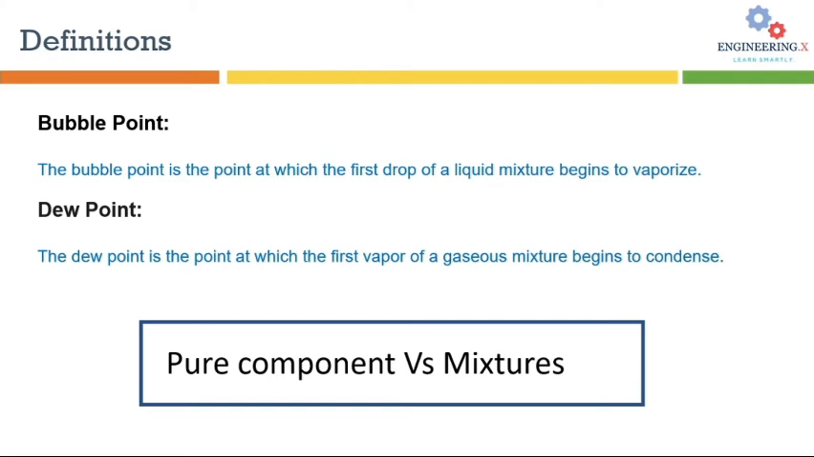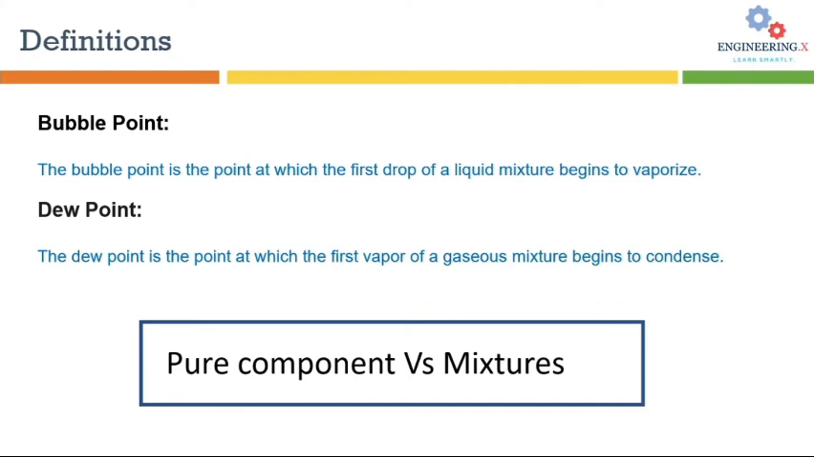But this is not true for mixtures. Mixtures have different bubble point and dew point because they have different vapor phase and liquid phase composition at a given temperature and pressure. When a mixture starts to boil, the vapor phase will be rich in concentration of the component with low boiling temperature. On the other hand, the liquid phase will be rich in concentration of components with high boiling temperature. These concepts can be further explained via a phase diagram.